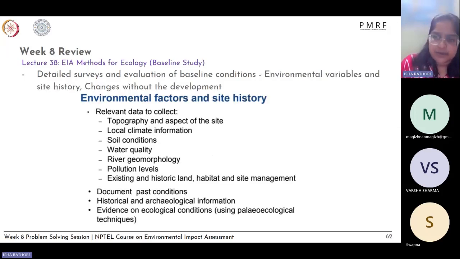Then we also looked at the environmental variables and site history and changes without the development. So relevant data which you need to collect while doing an EIA is again on topography and aspect of the site, the local climate information, soil conditions, water quality, river geomorphology, pollution levels, existing and historic land, habitat and site management. And you need to document past conditions, historical and archaeological information, and evidence on ecological conditions using paleoecological techniques. Now, some of these data can be obtained from different organizations if they have it for your particular sites.